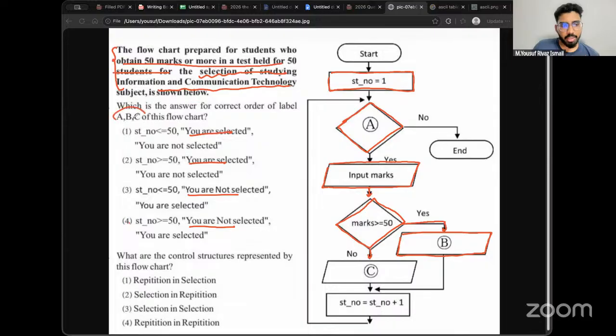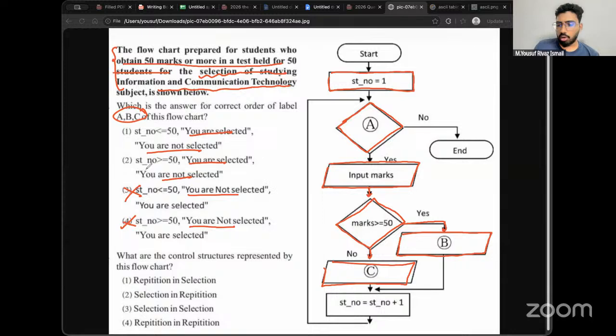Because the order is A, B, C, B is the middle one, the second one. So 3 and 4 are definitely wrong. Now we have two options. If B is representing you're selected, then C is representing you're not selected. Let's see, is that how it's there here as well? You're not selected, you're not selected. Yes, both are correct.